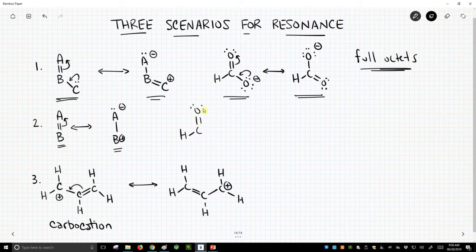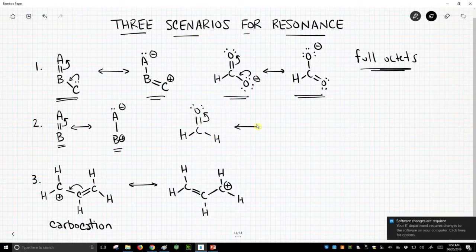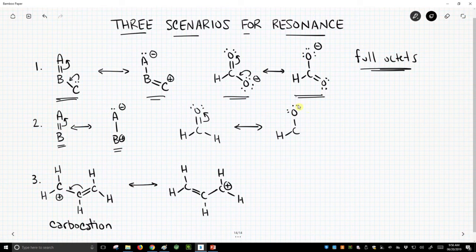This is the simplest aldehyde. It's called formaldehyde. And we could break this CO pi bond, put the electrons up onto the oxygen, and we get this structure. That is a new Lewis representation. That is a resonance form.